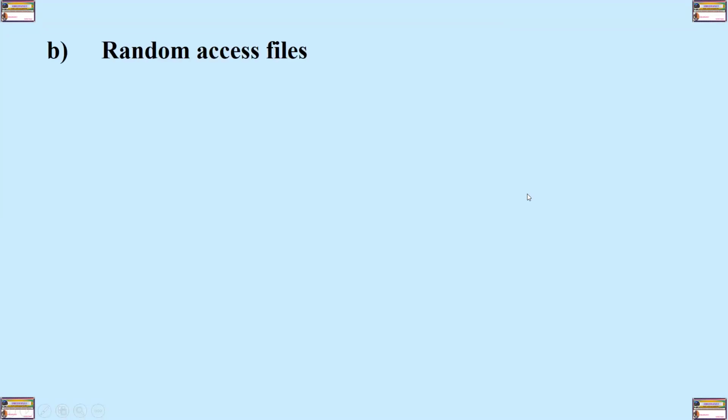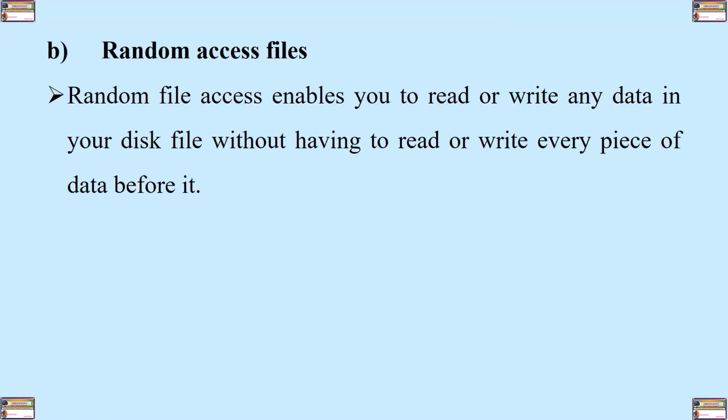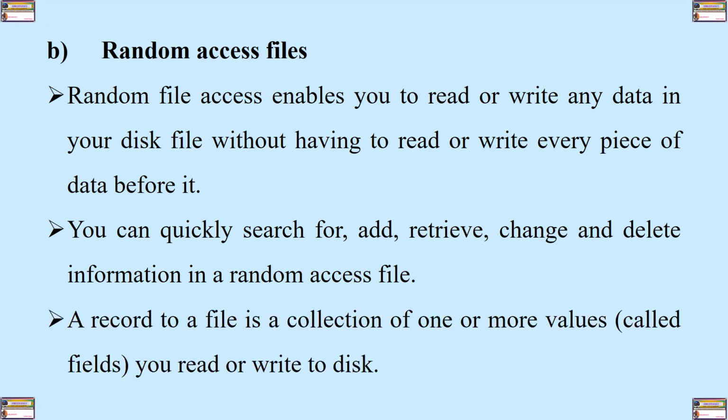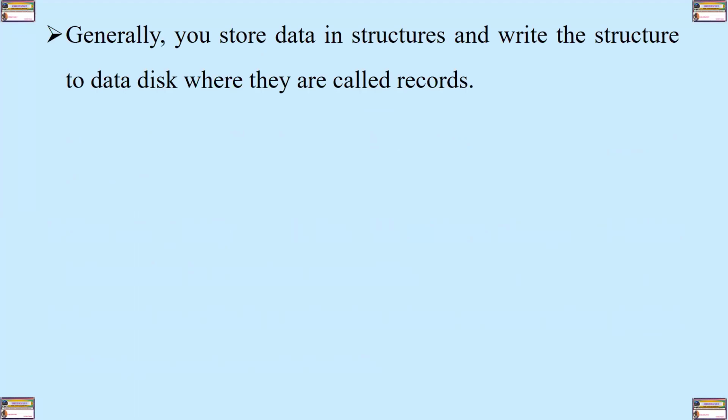Now, other than sequential files, we also have what we call random access files. Random access file enables you to read or write any data in your disk file without having to read or write every piece of data before it. You can quickly search for and retrieve, change, and delete information in a random access file. A record in a file is a collection of one or more values called fields that you read or write to disk. Generally, you can store data in structures and write the structure to disk where they are called records.